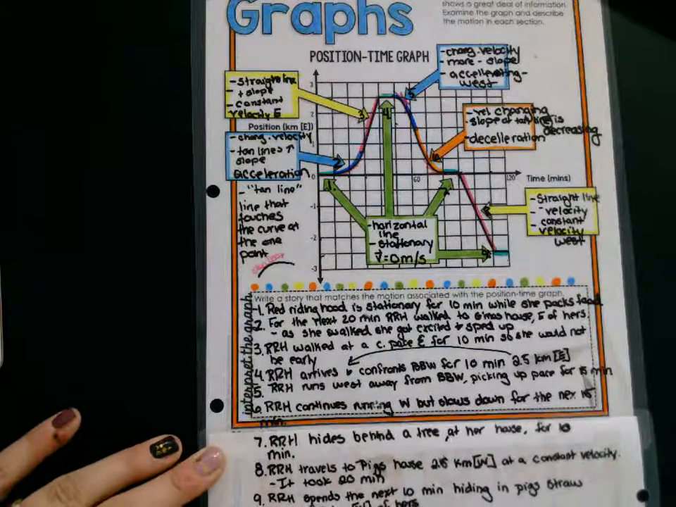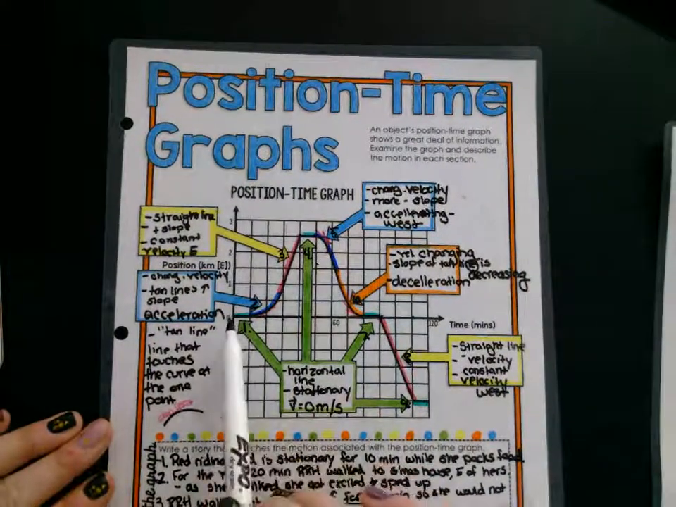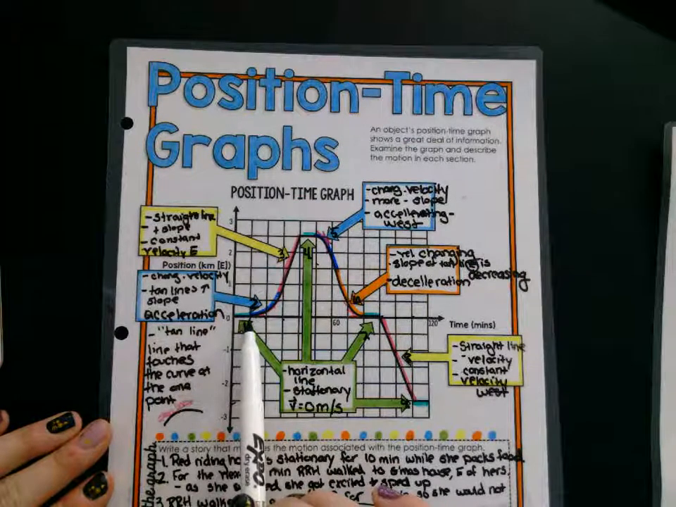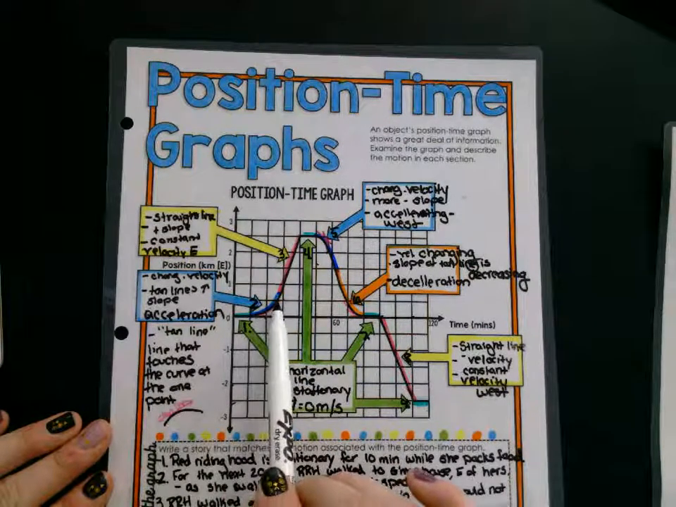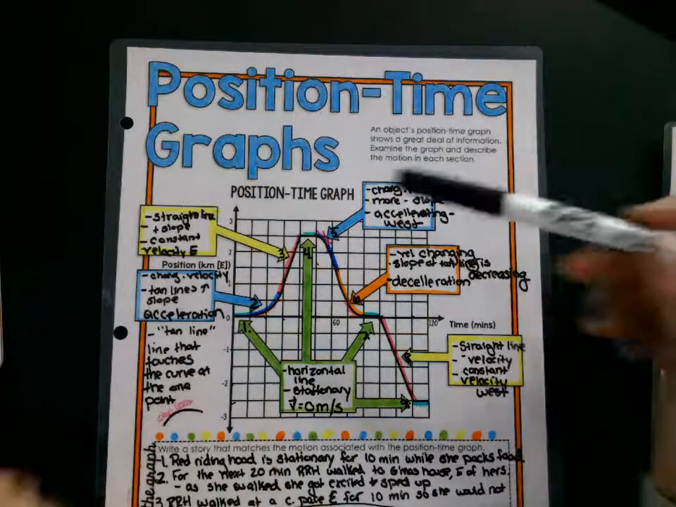All in all, if we wanted to give an overall synopsis of the story, Red Riding Hood was at home for 10 minutes. She traveled to Grandma's house and she got excited for the next 20 minutes, so she sped up. Grandma's house was east of her house. Then she realized she'd be early, so she walked at a constant pace east for the next 10 minutes. When she got to Grandma's house, 2.5 kilometers east of hers, she confronted the big bad wolf and screamed at him for 10 minutes.